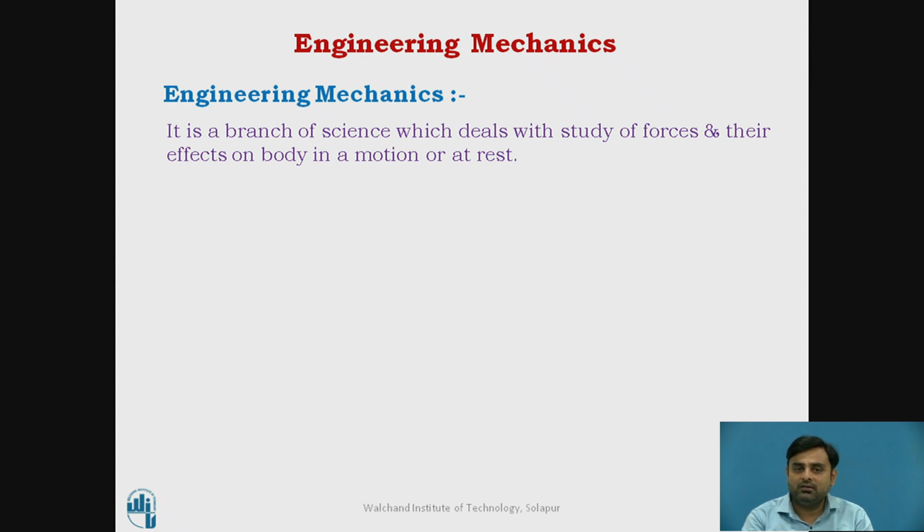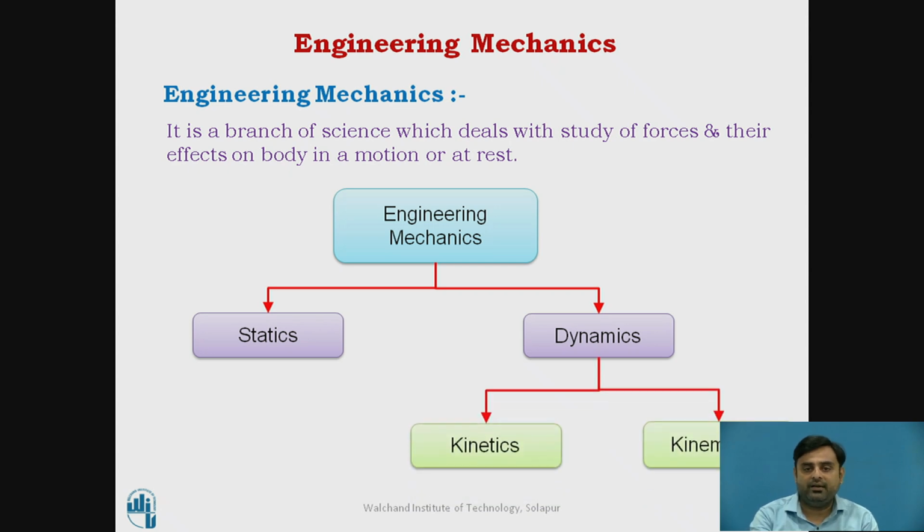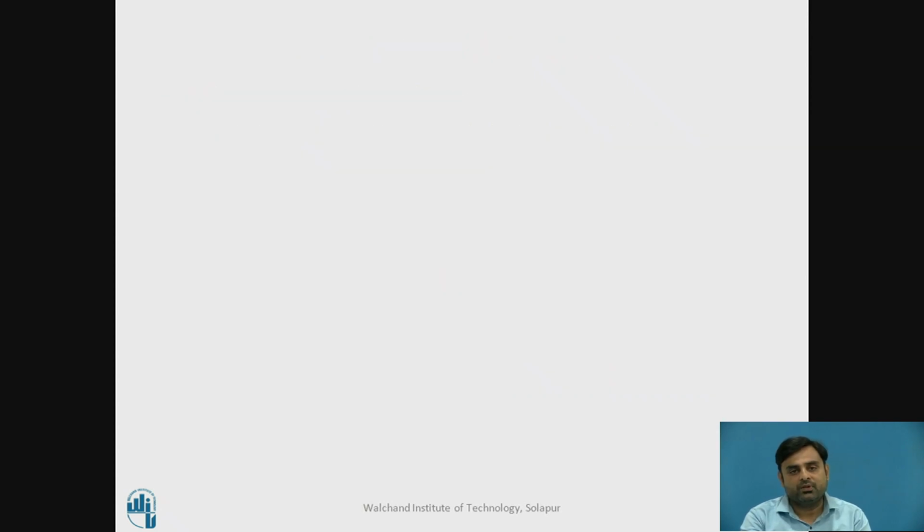So it comes under science and it deals with forces and their effects, and the body may be stationary or in motion. All these things come under engineering mechanics. Engineering mechanics is again subdivided into two categories, statics and dynamics. Statics is not further divided, but dynamics is again divided into two categories, kinetics and kinematics. Now one by one we will see information about all these branches.